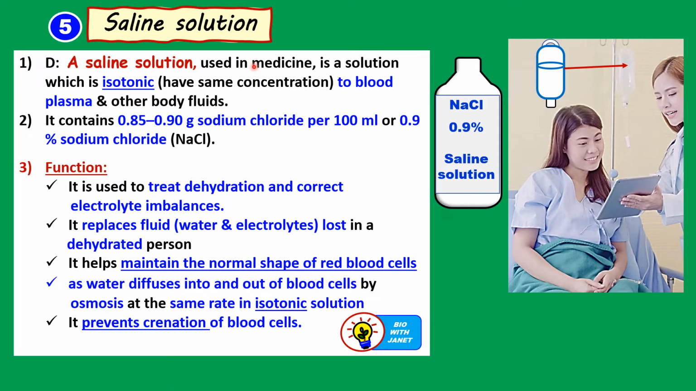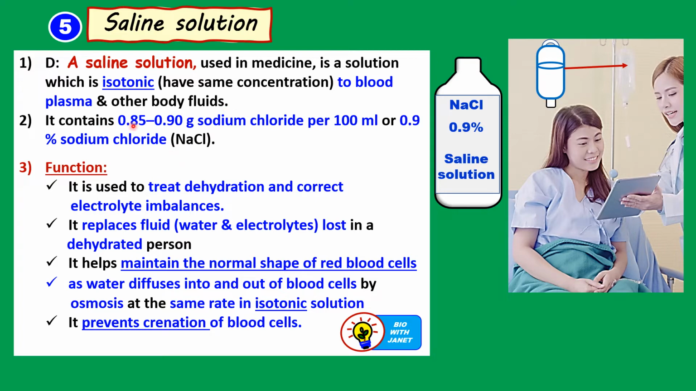So the fifth topic here is saline solution. Now, saline solution is used in hospitals, and usually it comes in a bottle like that. Saline means salt. So saline solution contains sodium chloride, but in a specific concentration. Saline solution used in medicine is a solution which is isotonic, or having the same concentration as the blood plasma and other body fluids like tears and so forth.